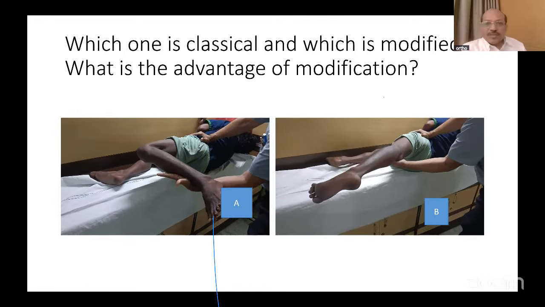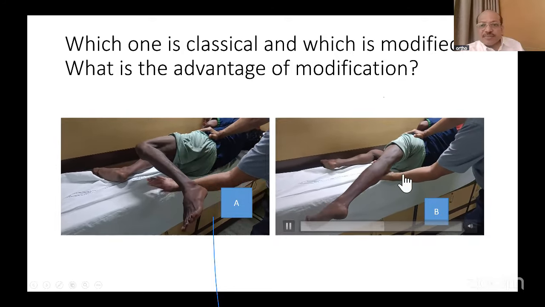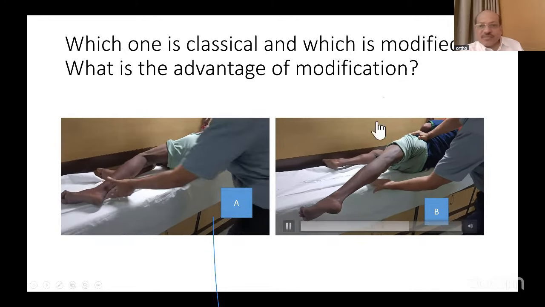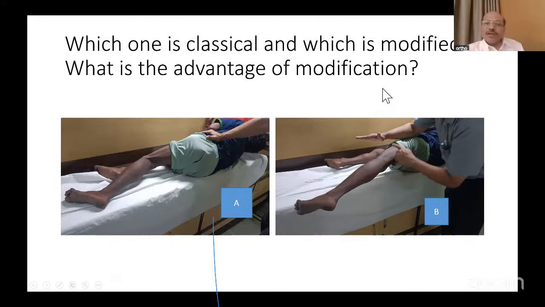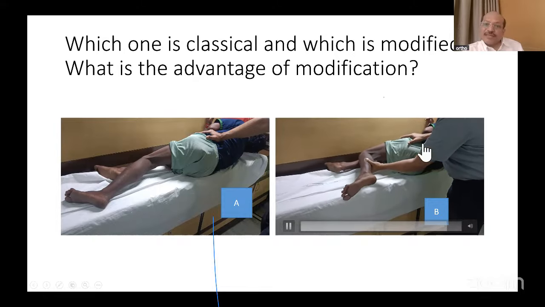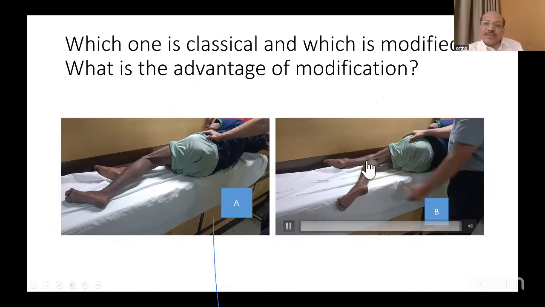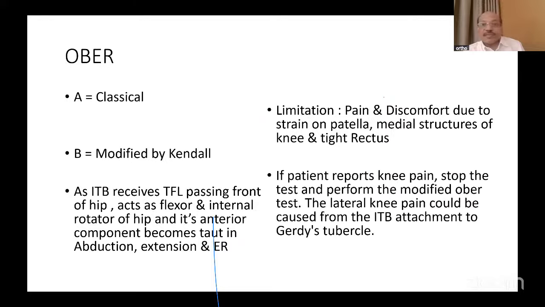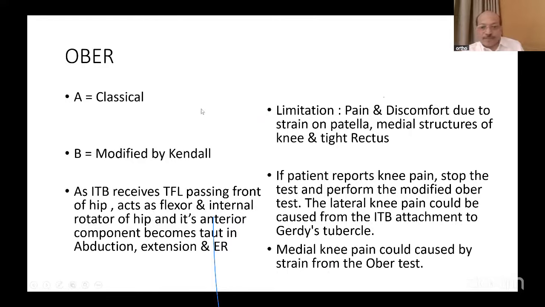See, the left one is the classical, and the other is modified, where the knee is extended. Initially, the knee is flexed. If a patient is complaining of discomfort, you can do it with knee extension. You still have to abduct and extend the hip, but you can modify it with the knee extended. So there is less pain on the medial and lateral aspect of the knee joint. So this is Ober's test. Everything is discussed. If the patient complains of knee pain, stop the test and perform the modified Ober test. This is Kendall's modification.